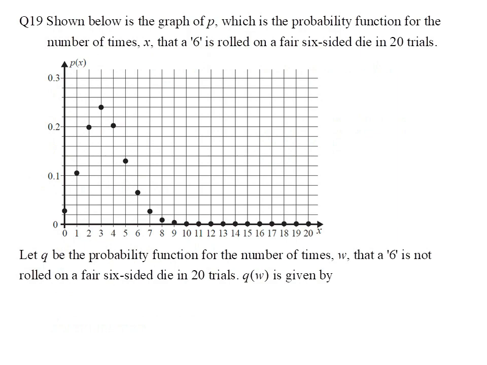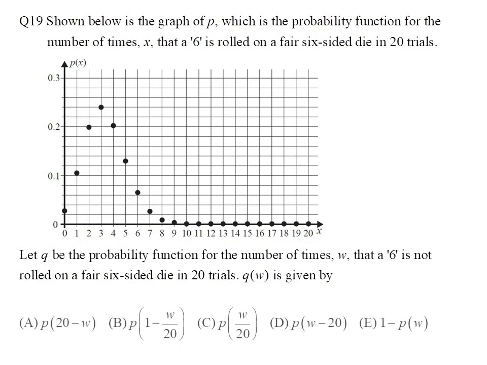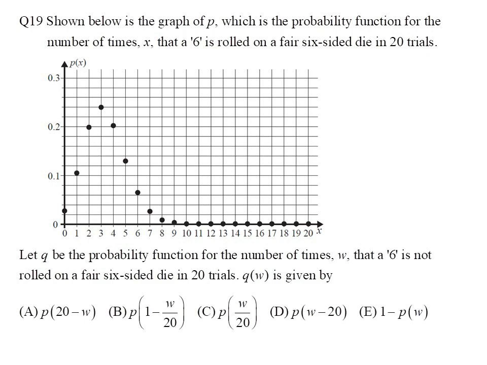In question 19, the graph of p of x is the probability function for the number of times x that a 6 is rolled on a fair 6-sided die in 20 trials. If q is the probability function for the number of times w that a 6 is not rolled on a fair 6-sided die in 20 trials, the question here is to identify Q of W from 5 given choices.